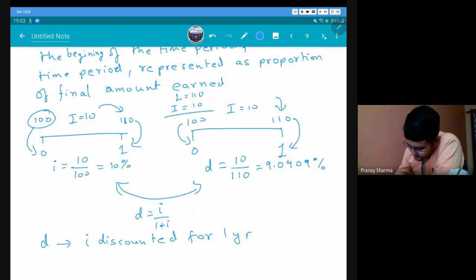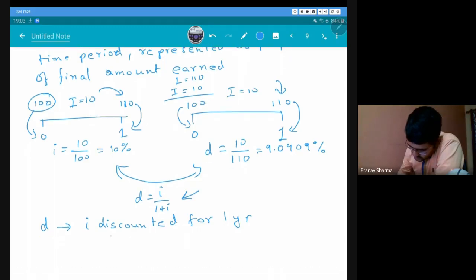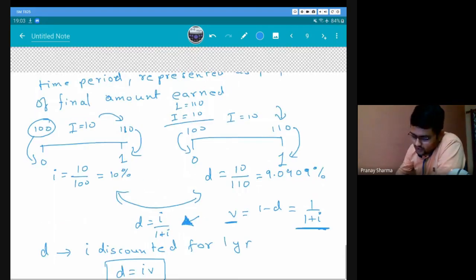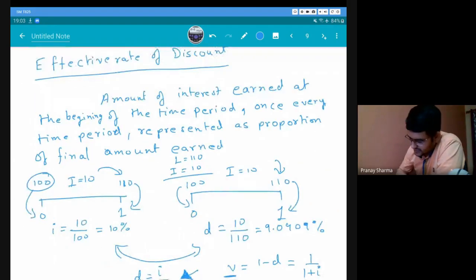So using mathematics, we can also say D is equal to I V, that is, I multiplied by the discounting factor of 1 year. And we know V is nothing but 1 minus D, that is equal to 1 upon 1 plus I. So I can replace this 1 upon 1 plus I with V here, and I'll get D is equal to I V. So this is both a conceptual thing and a mathematical thing. We can prove it mathematically and conceptually. You don't have to worry too much about this, but I'll explain it again.